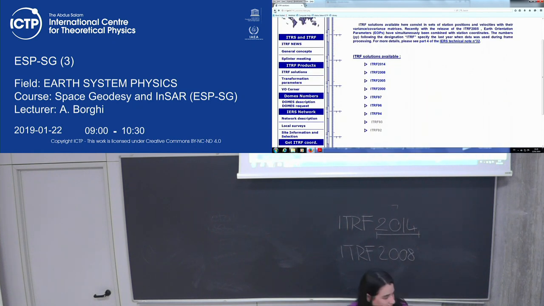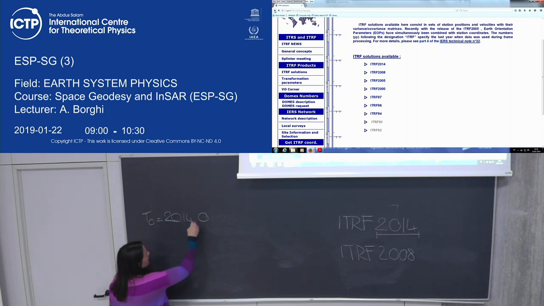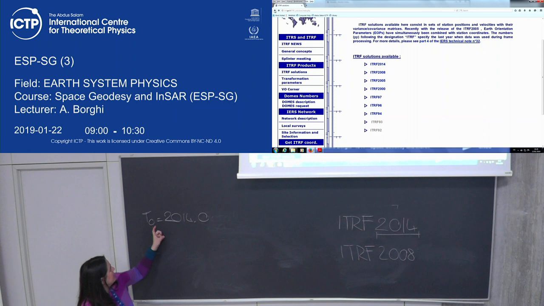So we have seen that the reference frame is given by the name of the station, the coordinates, the velocity, and an epoch. In the header of the file, the reference epoch is reported. So if the reference epoch is 2014, now, to know the position, I have to use the velocity to compute the movement between 2014 and 2018, 2019, and so on.